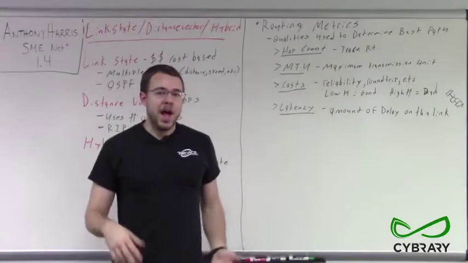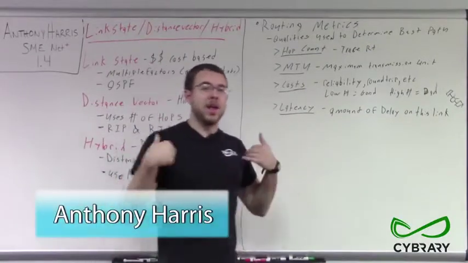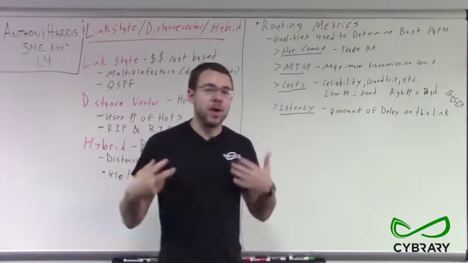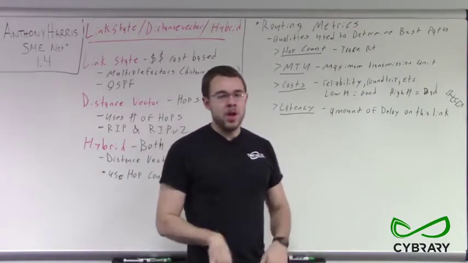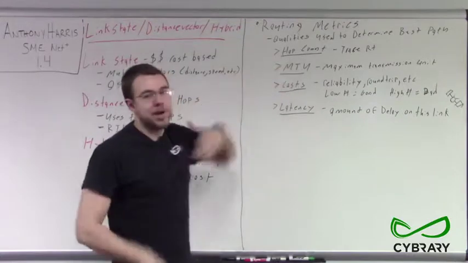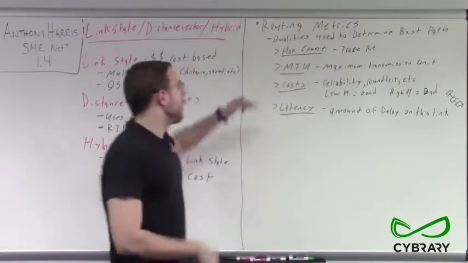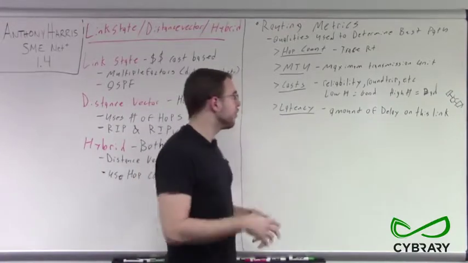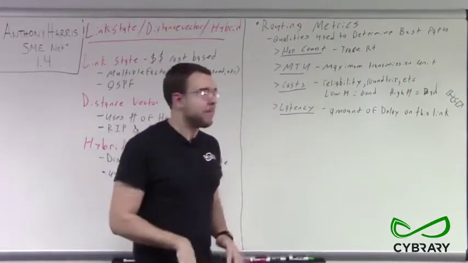So we've talked some about how routers communicate and how they actually set up routing tables and how they determine the best way to get from point A to point B. Well, let's take a look now at some of the more specific routing metrics that they use. Now, when we're talking about routing metrics, we're talking about qualities that our routers use to determine the best path.